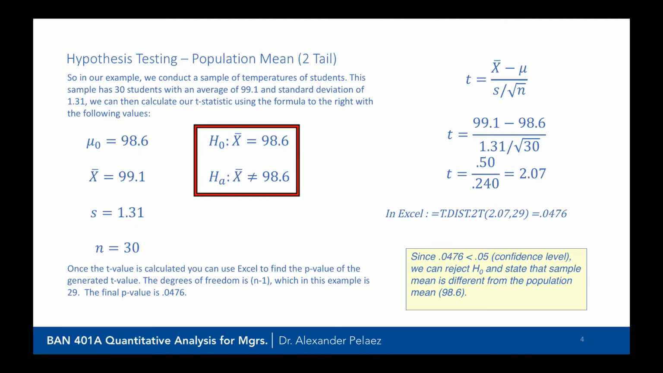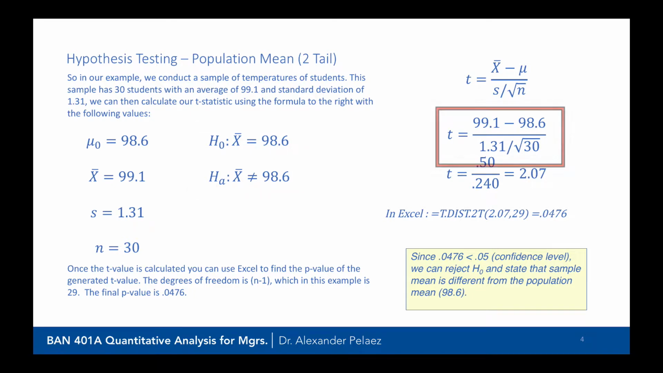So when we plug in our numbers for the calculation, we have t equals 99.1, which was our sample mean, minus 98.6, which should be our expected population mean, divided by 1.31 divided by the square root of 30. And this gives us a value of 2.07.